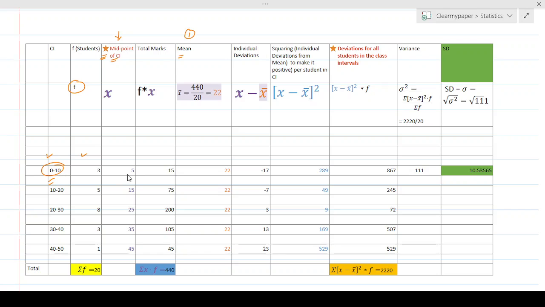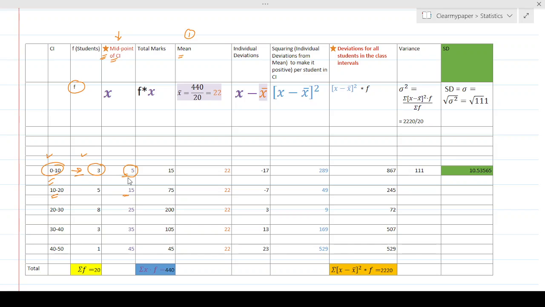For 0 to 10, the midpoint is 5. For 10 to 20, the midpoint is 15, and so on and so forth. So I calculate the midpoint. And now I have the students over here, and I have a midpoint mark, which I'm assuming is what each one of the students would have scored. So every student in this class interval would have scored 5 marks.